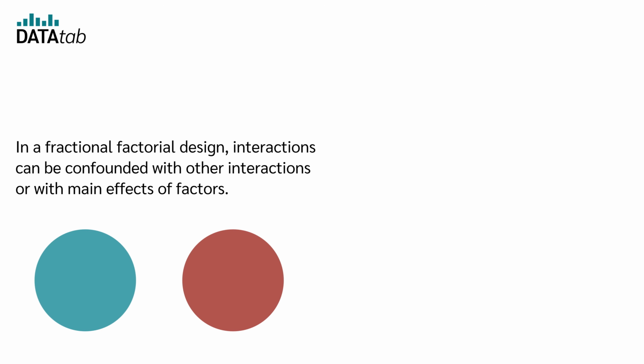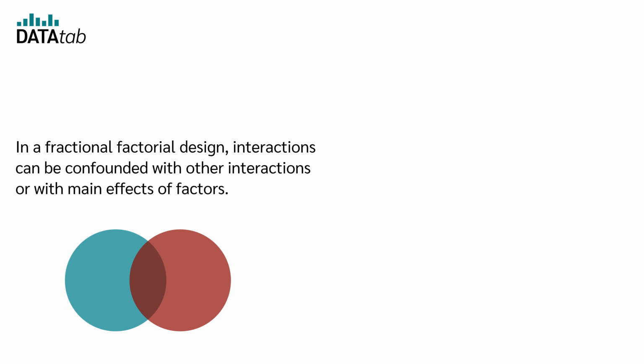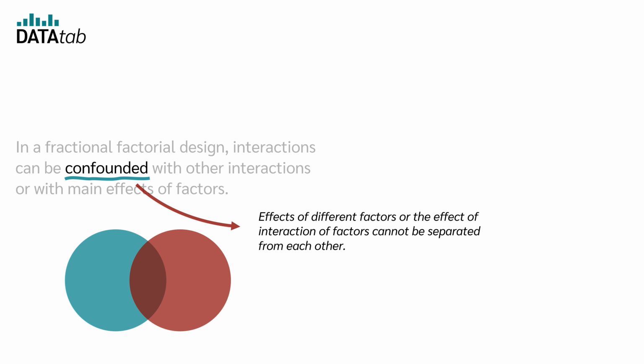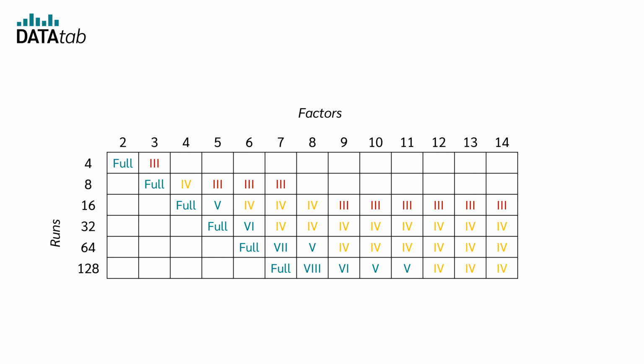In a fractional factorial design, interactions can be confounded with other interactions or with main effects of factors. What does confounded mean? Effects of different factors or the effect of interaction of factors cannot be separated from each other. The extent to which the number of runs can be reduced at the expense of resolution is shown in this table. The resolution is usually indicated by Roman numerals, e.g.